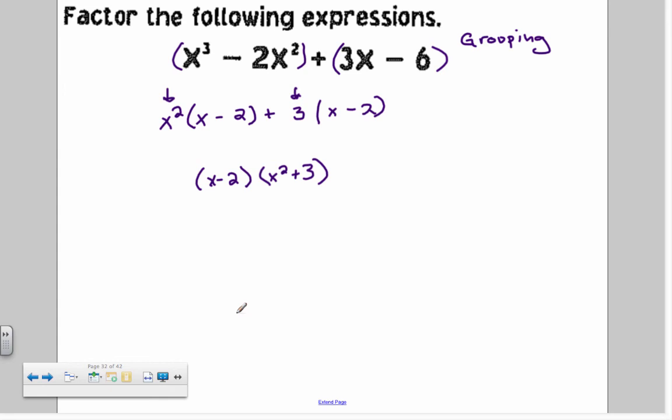If you think about going backwards, this is really like multiplying backwards, right? We're undoing multiplication. You could see that they multiplied x squared in, and then they multiplied 3 in. So we're really undoing that by creating these two binomial factors. Then we take a look at both of these factors and say, okay, can I factor them any further? x minus 2, x squared plus 3. Nope, I am finished. Neither of them are difference of squares, so I am done.